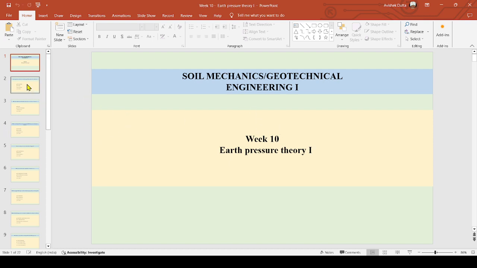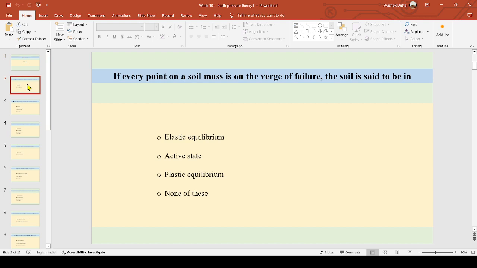Okay. So I'll start. The first question is, if every point on a soil mass is on the verge of failure, the soil is said to be in. Your options are elastic equilibrium, active state, plastic equilibrium, or none of these.